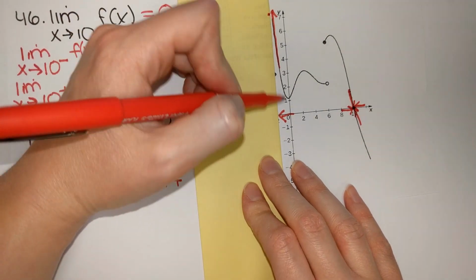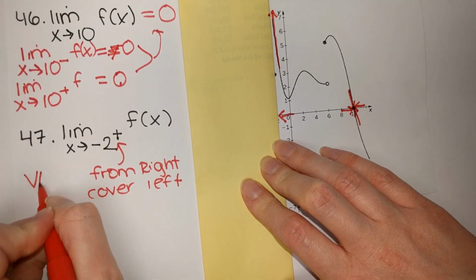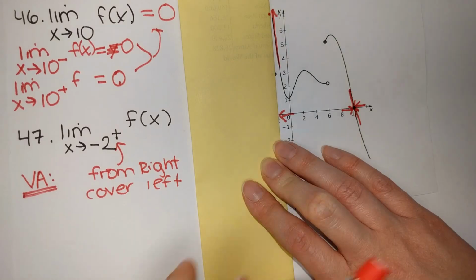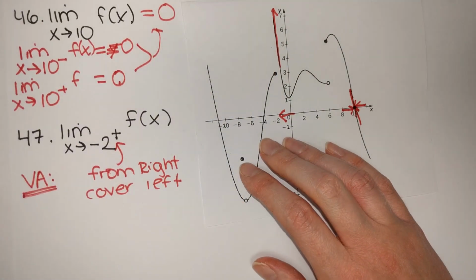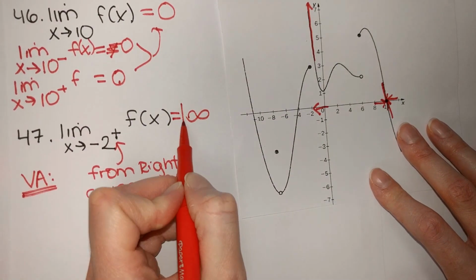And instead what we see is as x goes to negative 2, we have a vertical asymptote. So because of that vertical asymptote, we would have to say that our limit is going towards positive infinity. So this we would say is that our limit is equal to positive infinity.